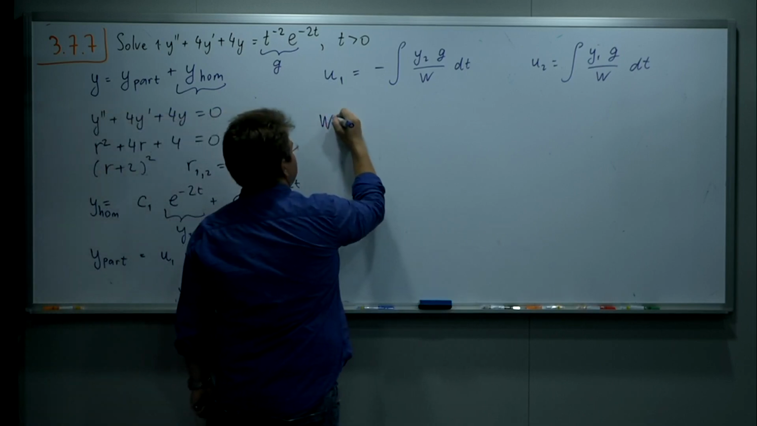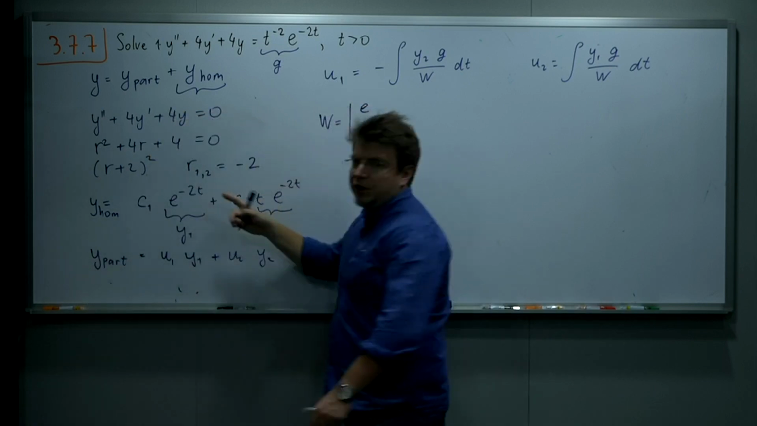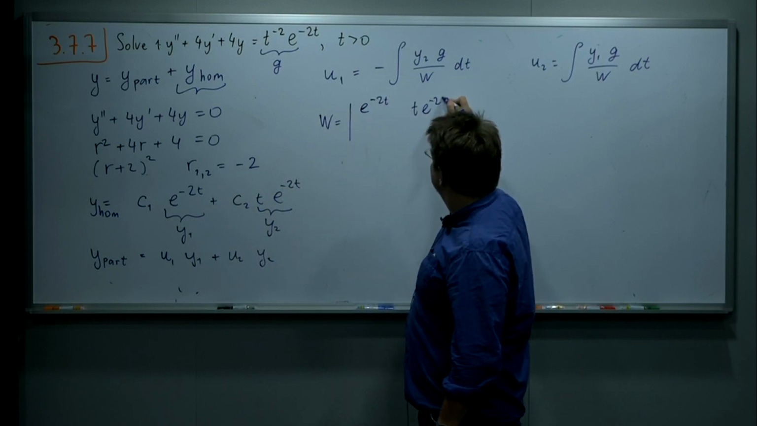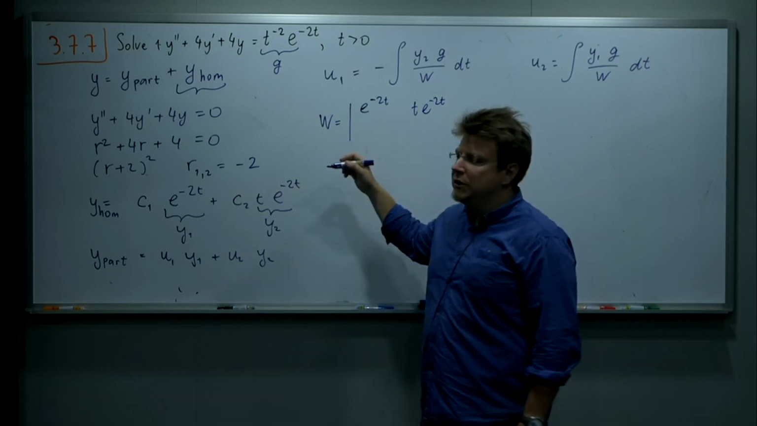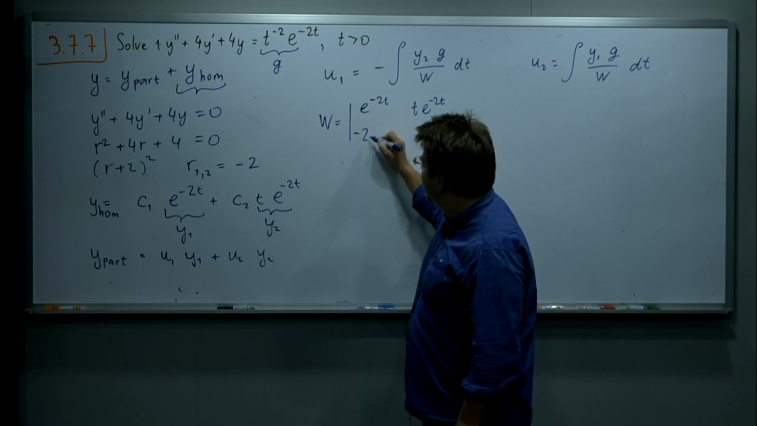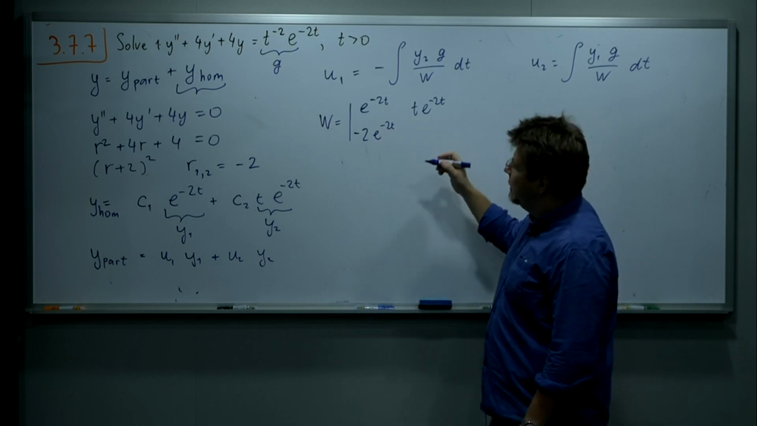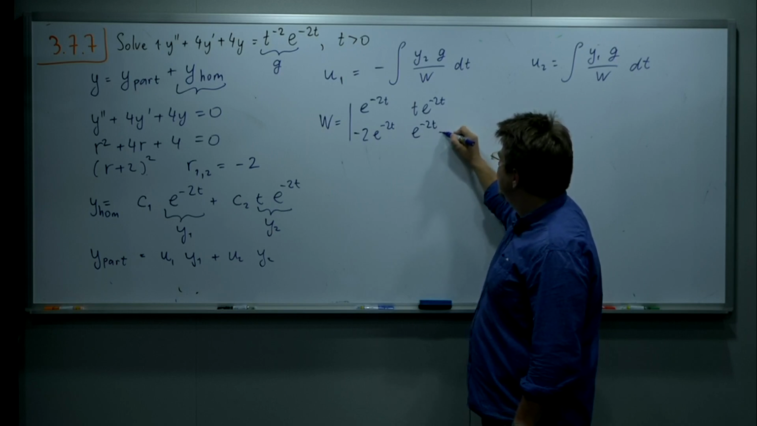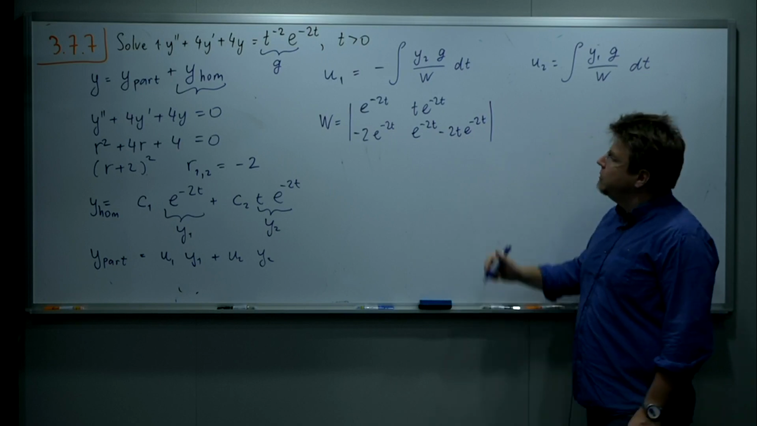So the Wronskian here is the determinant of the first row here is e to the -2t and t times e to the -2t. So that is our solutions of the homogeneous equation. And the second row is their derivative. So we differentiate e to the -2t, we get -2 e to the -2t. Then t times e to the -2t, we differentiate by the product rule. So we get e to the -2t minus 2t e to the -2t. And this is the determinant.